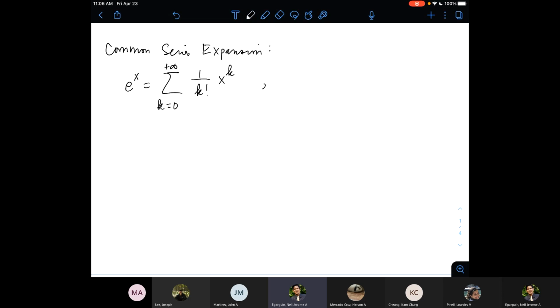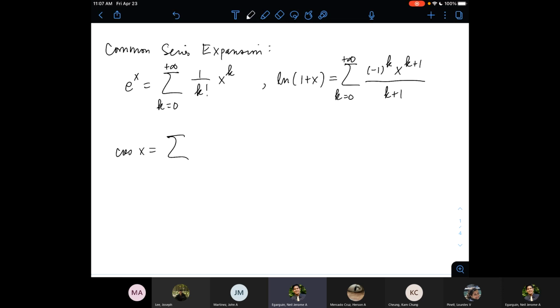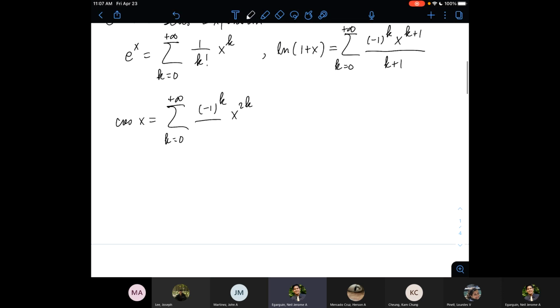Maybe I'll just list this down also, but we already derived the formula for the expansion of ln of 1 plus x using differentiation or integration of a geometric series. But let's put it here. It's the sum of -1 to the power k, x to the power k plus 1 all over k plus 1, k going from 0 until positive infinity. Then we also have the cosine x expansion, k from 0 to positive infinity of -1 to the power k, x to the 2k, all over 2k factorial.